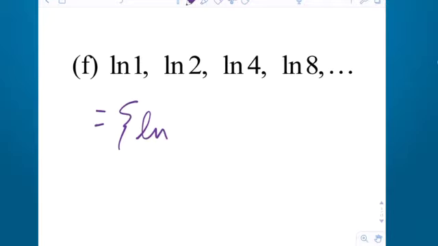That would be the next one. How'd you get 16 from 8? Times 2. So it's 1 times 2, 2 times 2 is 4, 4 times 2 is 8. So that's the recursive way. You just multiply the argument by 2.